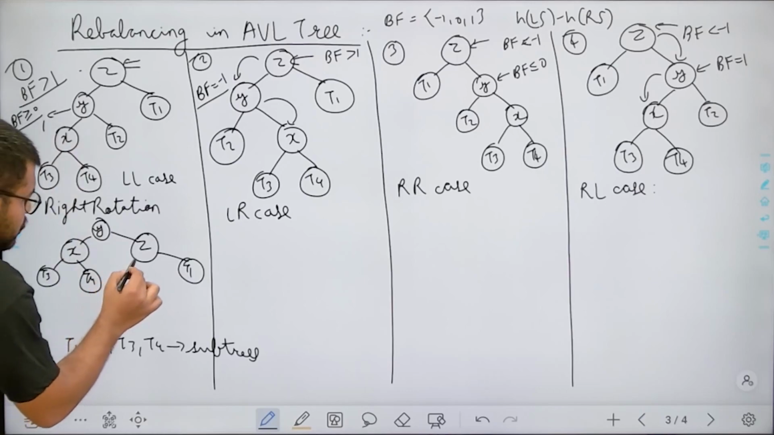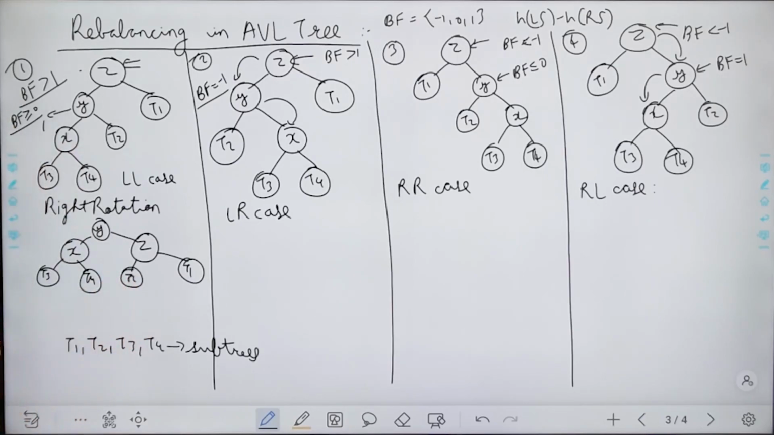Can we place T2 here? Yes, definitely. Why? Because T2 is less than z. It is on the left hand side, so it still satisfies the property of binary search tree. It should be on the right hand side of y, and it is still on the right hand side of y. And the other things we have not changed.